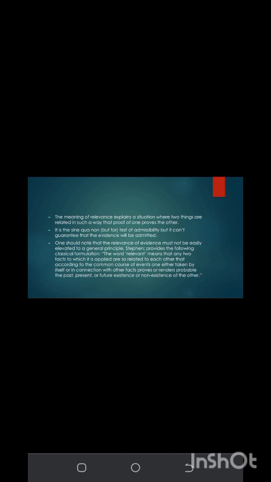The word relevant means that any true facts to which it is applied are so related to each other that, according to the common course of events, one, either taken by itself or in connection with other facts, proves or renders probable the past, present or future existence or non-existence of the other. Rule 401 of the Federal Rules of Evidence of the United States of America defines relevant evidence as evidence having a tendency to make the existence of any fact that is of consequence to the determination of the action more probable or less probable than it would be without the evidence.